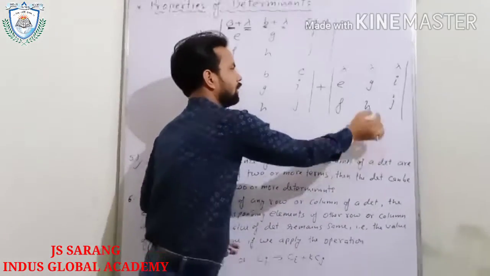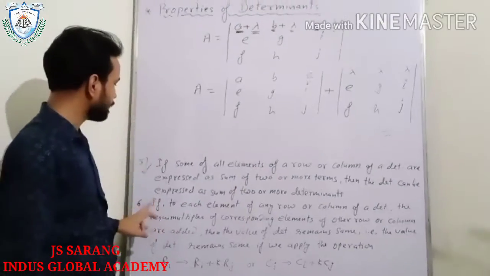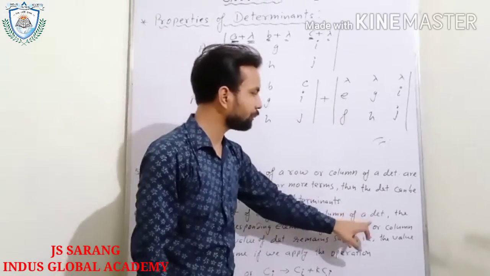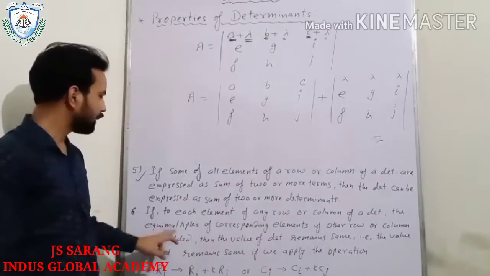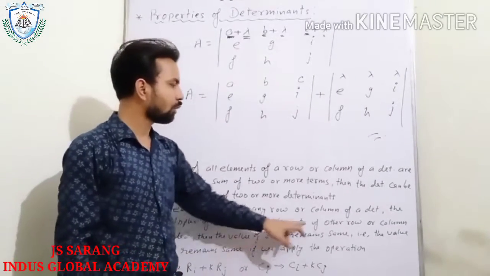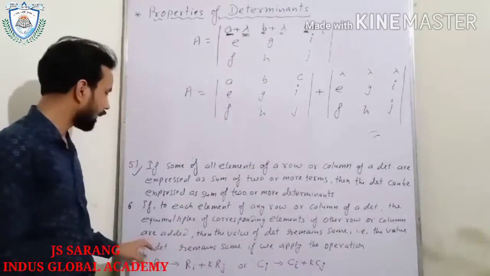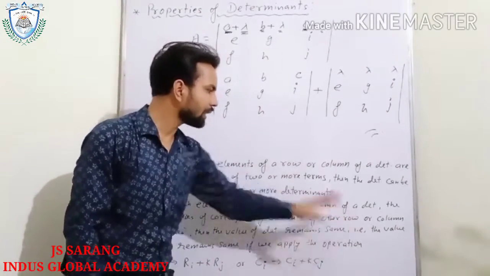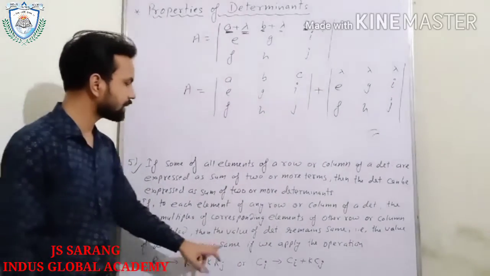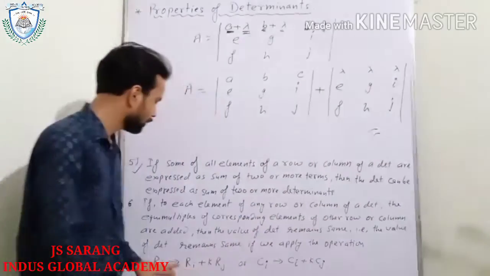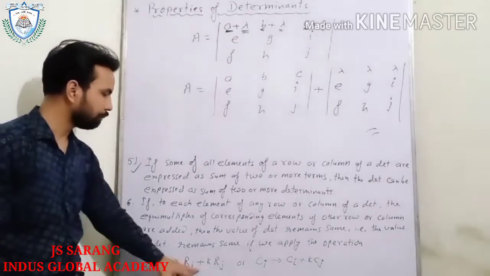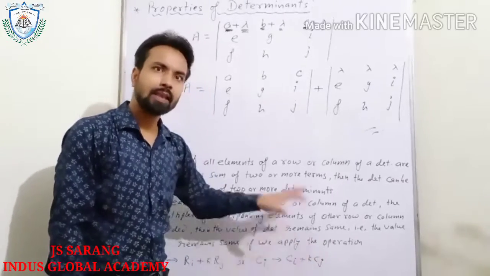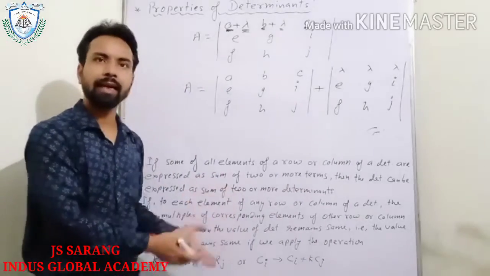Yes. Now the sixth property of determinants is, if to each element of any row or column of a determinant the equimultiples of corresponding elements of another row or column are added, then the value of the determinant remains the same. That is, the value of the determinant remains the same if we apply the operation Ri tends to Ri plus K Rj or Ci tends to Ci plus K Cj. This property I am again explaining by taking an example.